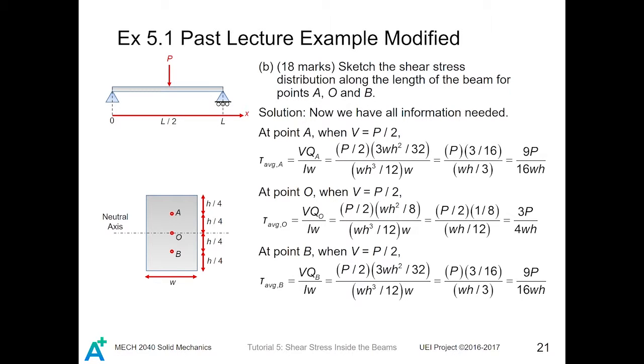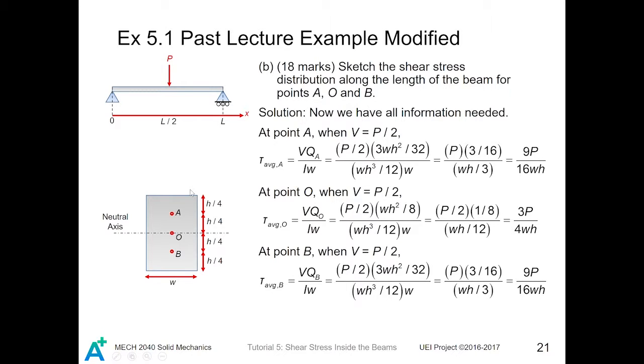So just now we determined V, I, and W as well as Q. Then the average shear stress at the level of A, level of O, and the level of B can be found by using the shear formula. Still recall that the shear stress found in this way is an average across the width. So across the width, there could be a parabolic distribution as shown in the previous slide, okay? So it is just an average.